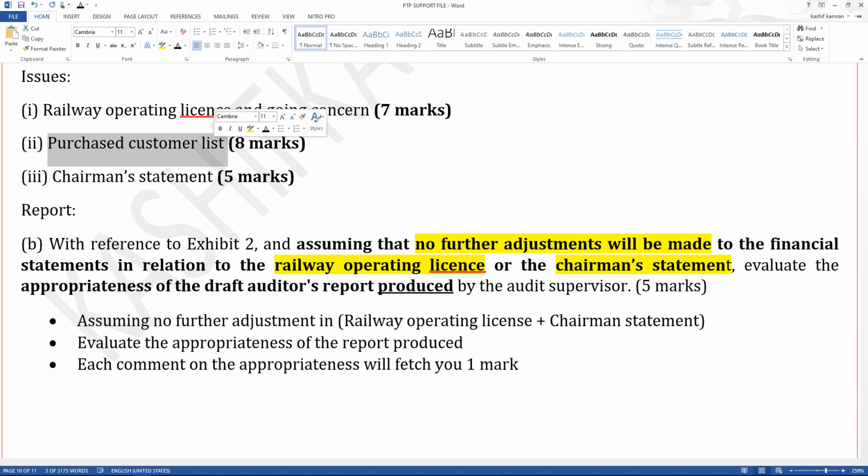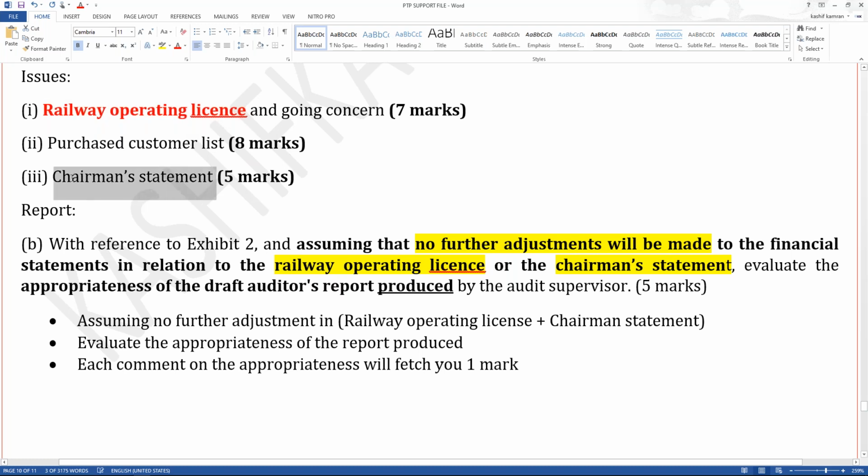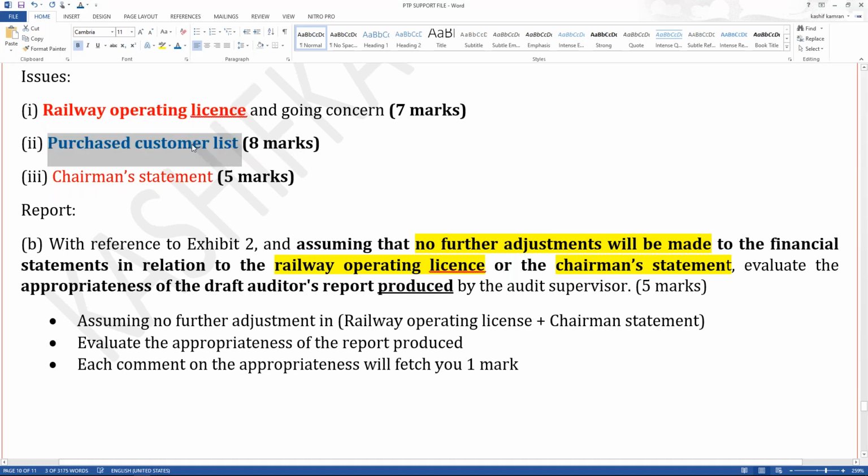So there are two areas: the railway operating license, where the management disagree with the auditor in red, and the chairman statement, where the management disagree with the auditor in red. But there is a purchase customer list where the management agreed with the auditor, or the auditor agreed with the management. At least both are on the same page. Do you agree with me? On the purchase customer list, the auditor and the management are on the same page, right?